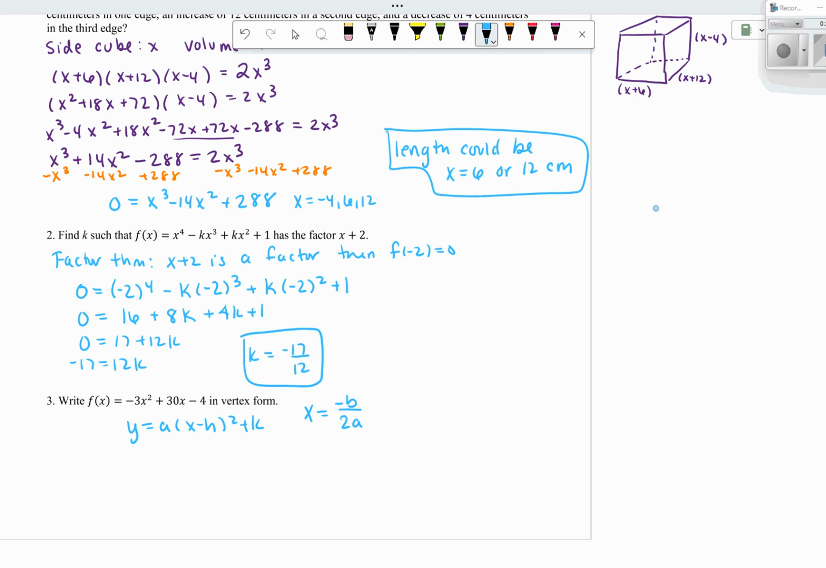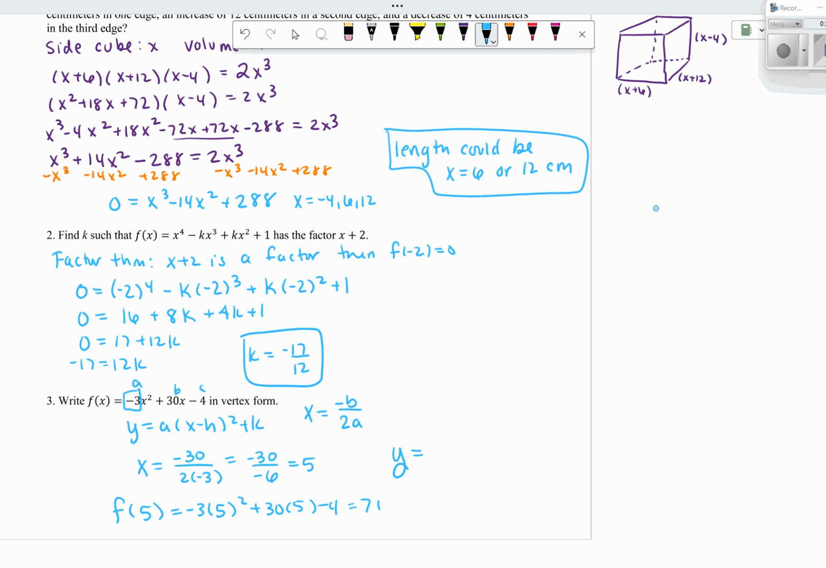So in this case, we have x equals negative 30 over 2 times negative 3, which would give us negative 30 over negative 6, or 5 for the x coordinate. So then if I do f of 5, I get negative 3 times 5 squared plus 30 times 5 minus 4, which gives us then 71. So my vertex form would be y equals your a value. It's going to stay the a value. So remember, our a value here was negative 3.